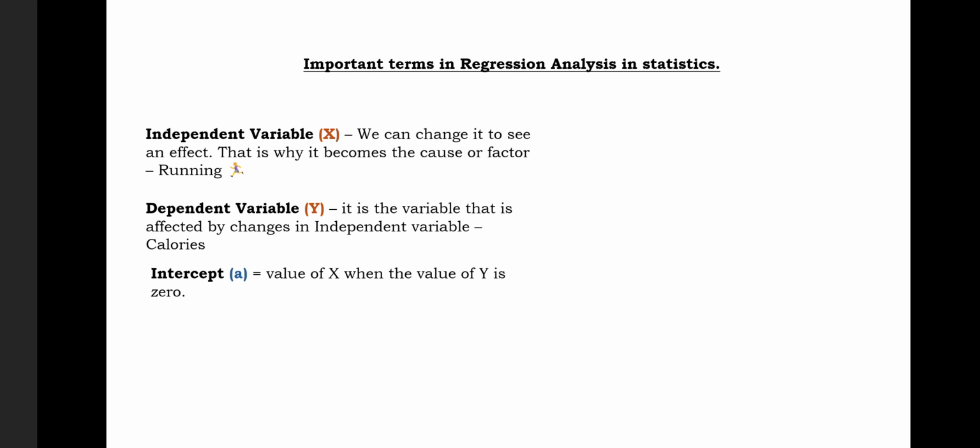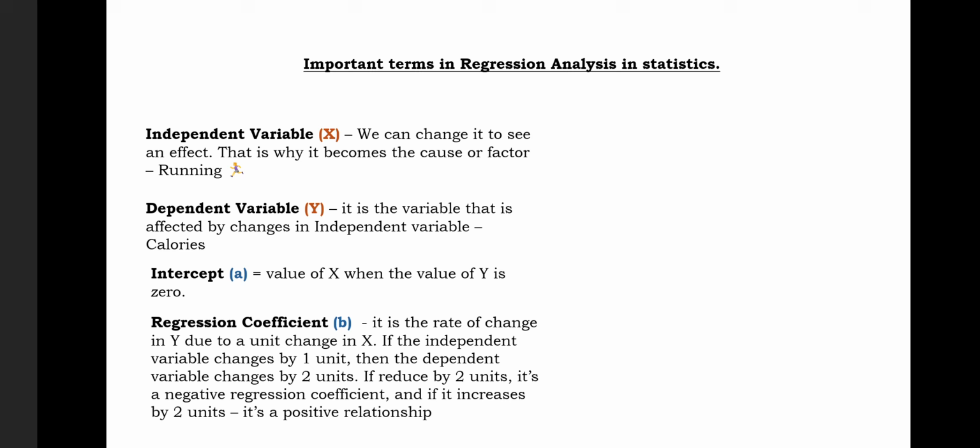but sometimes it will not be available to you, so you can find it out. Now we should learn one more term here, the regression coefficient. A regression coefficient in statistics is represented by the letter b. It is the rate of change in y due to a unit change in x. So if 1 unit changes in x, how much will y change? This is called the regression coefficient.